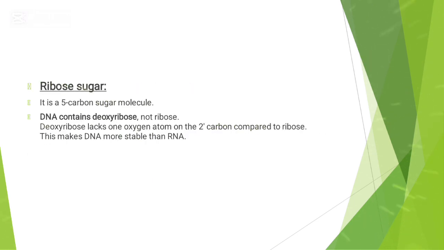Ribose sugar. Ribose sugar is basically a 5 carbon sugar molecule. DNA contains deoxyribose, not ribose sugar. Deoxyribose lacks one oxygen atom on the 2 carbon compared to ribose. This makes DNA more stable than RNA.